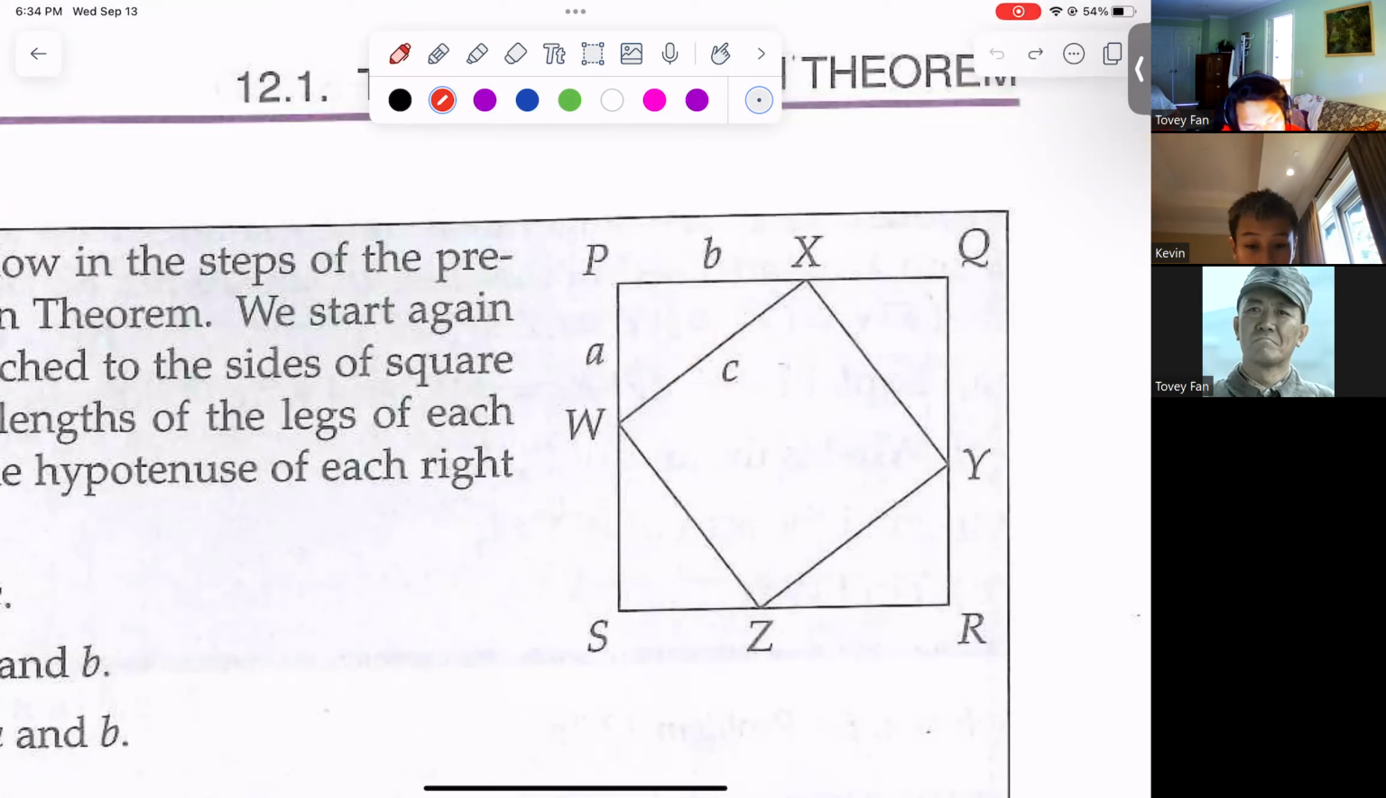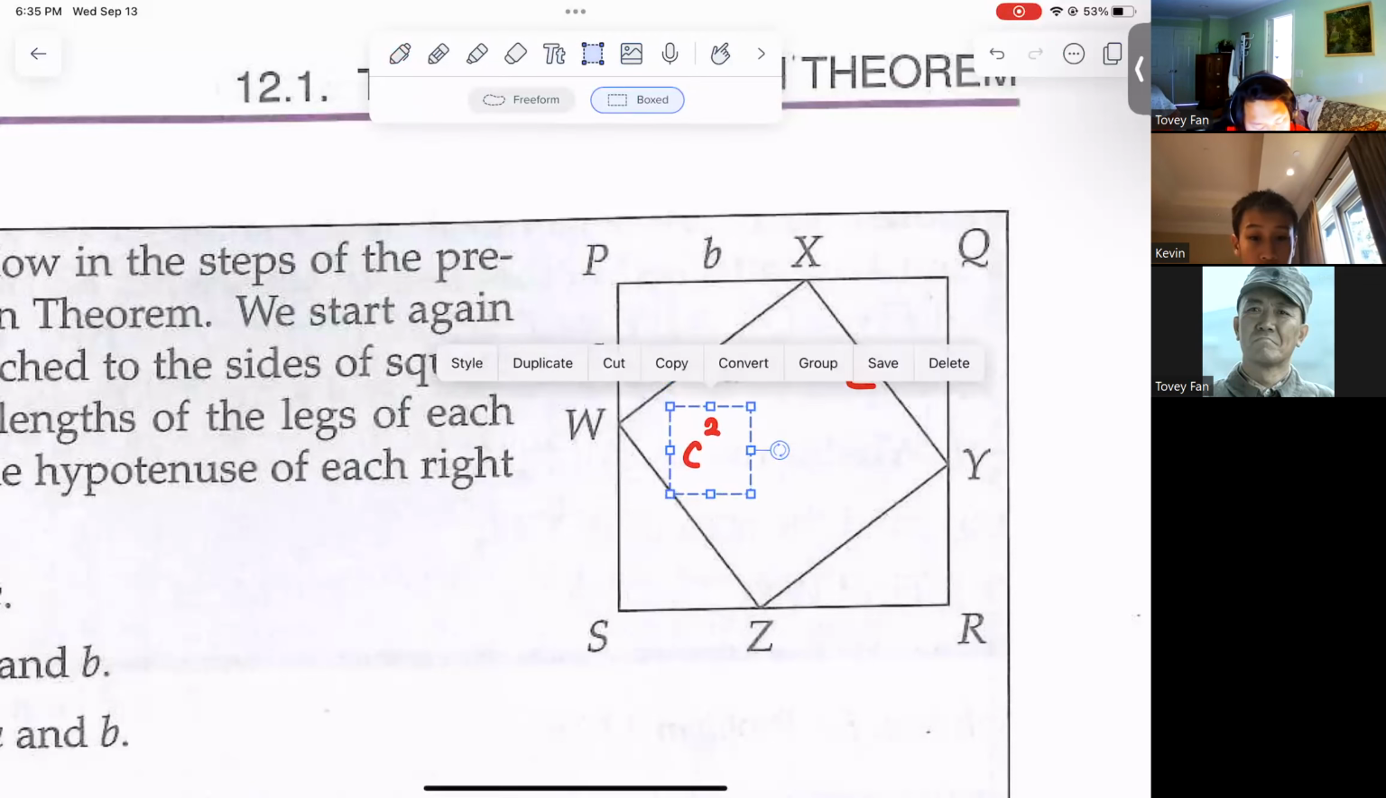The C, which is the hypotenuse, is a side of the square, and the square has an area of C squared. It is C squared. So good. I think that proves that every four of them are the same. So C squared is the area of the square WXYZ, right? Yes. Okay. And then how do we find the area of WXYZ using another way?